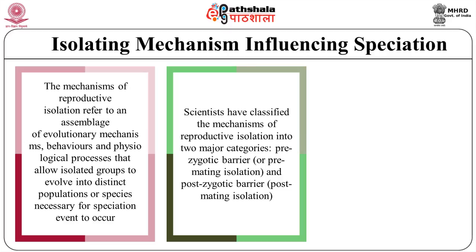Scientists have classified the mechanisms of reproductive isolation into two major categories, that is pre-zygotic barriers or pre-mating isolation and post-zygotic barriers, that is post-mating isolation. The pre-zygotic barriers refer to the mechanisms that inhibit the reproduction from taking place. This includes the barriers that prevent fertilization when organisms attempt reproduction, and the post-zygotic barriers occur after the zygote formation, which ensure that if mating occurs, the product of the mating does not produce viable offspring.